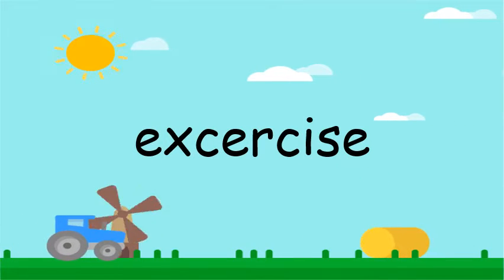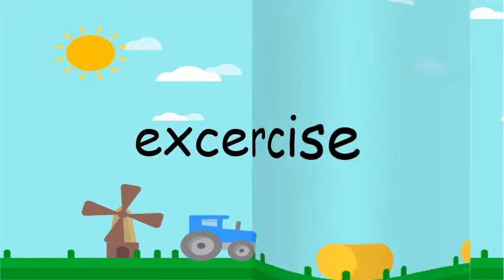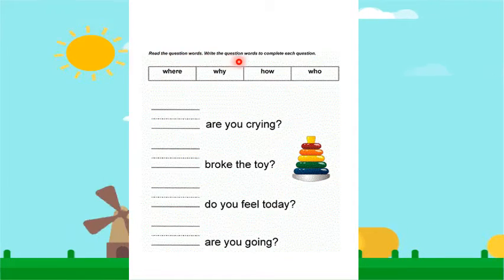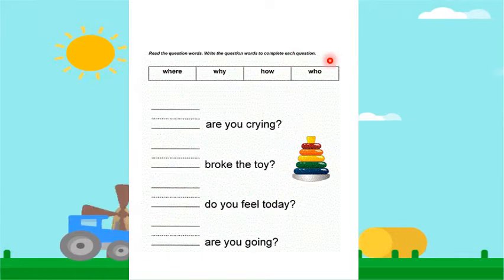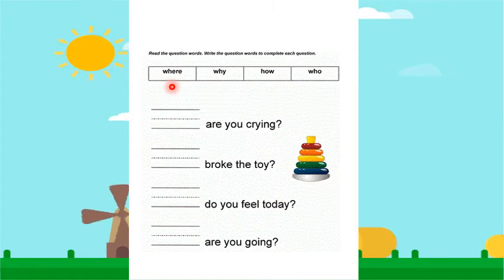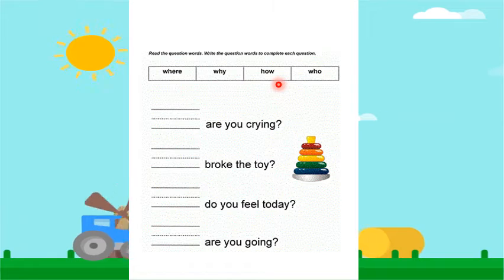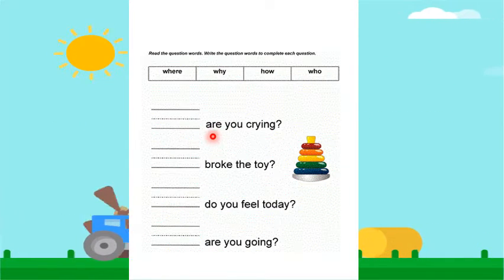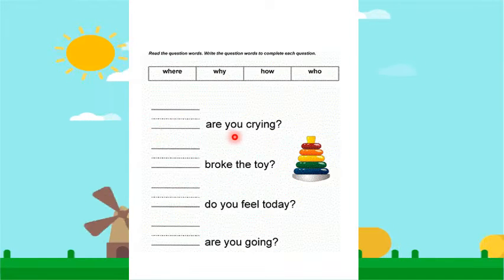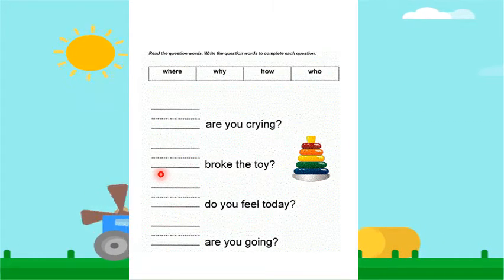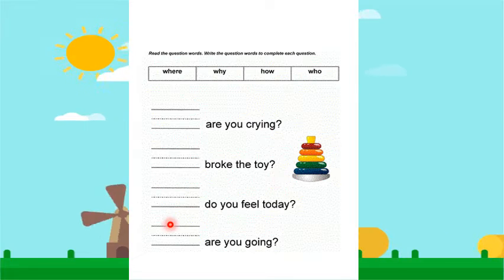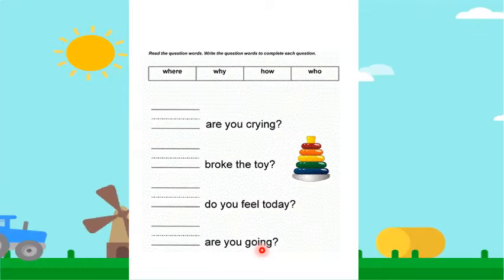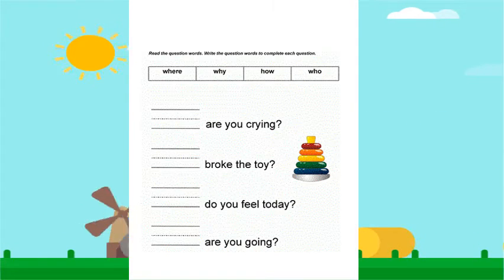Okay, we go to our exercise. Read the question word, write the question word to complete each question. Where, di mana? Why, kenapa? How, bagaimana? Who, siapa? Dia tanya sini, why are you crying? Who broke the toy? How do you feel today? Where are you going?